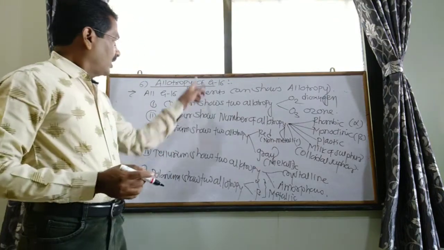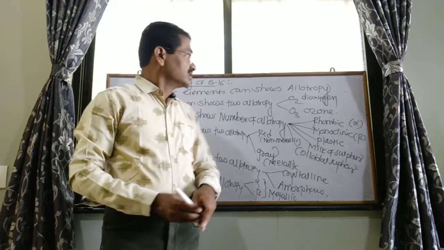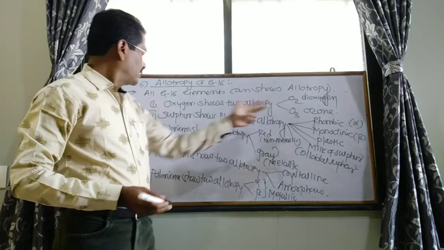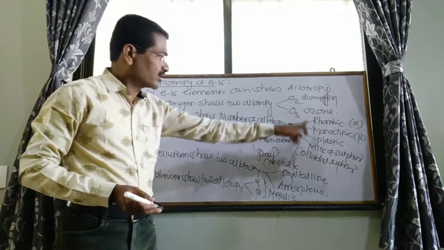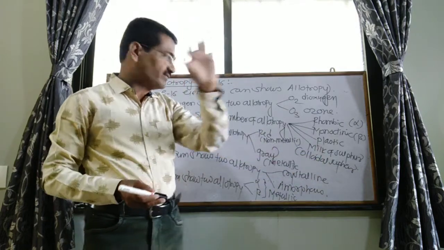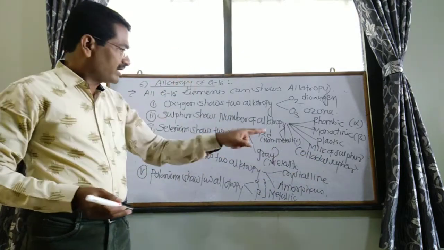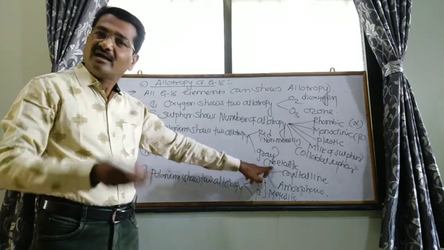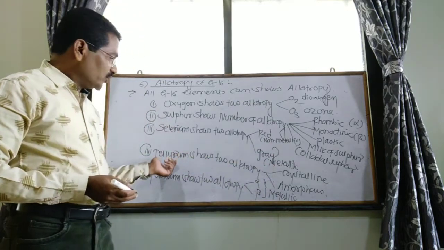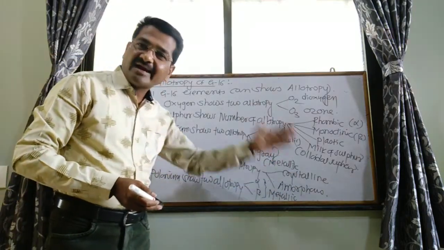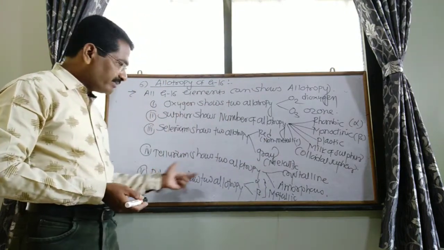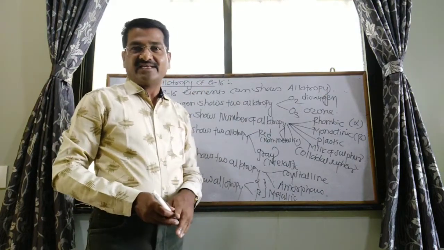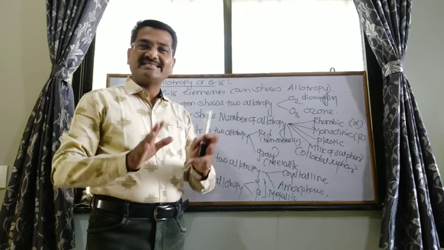So all group 16 elements can show allotropy. Oxygen shows two: dioxygen and ozone. Sulfur shows a number of allotropes: rhombic, monoclinic, plastic, milk of sulfur, colloidal sulfur. Selenium can show two allotropic forms, red selenium and grey selenium. Red is non-metallic and grey is metallic. Tellurium can show two allotropes, crystalline and amorphous. And last, polonium can show two, alpha and beta, both metallic in nature. So these are the allotropes of group 16 elements.